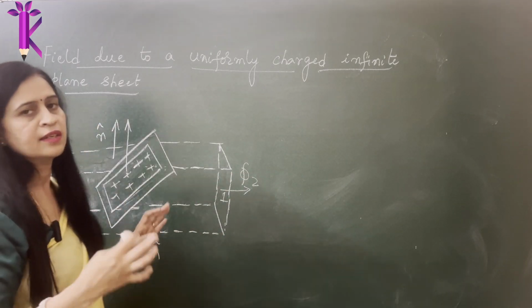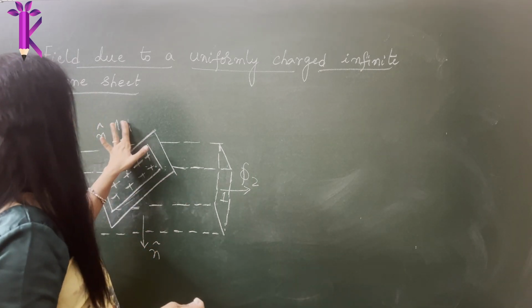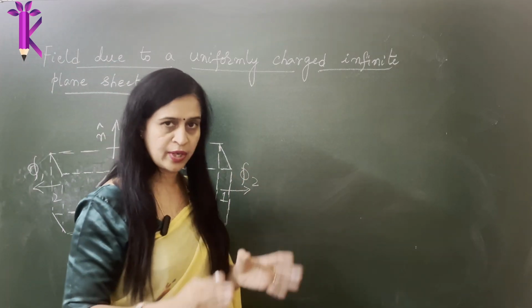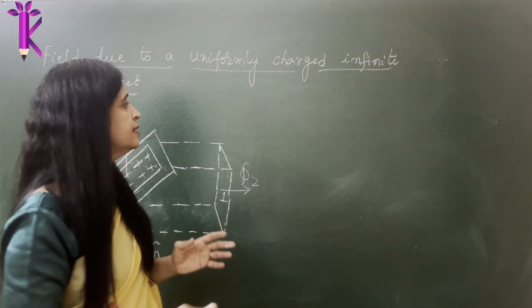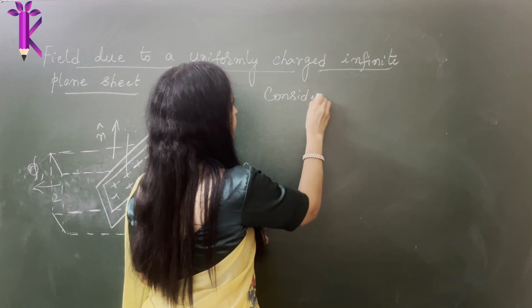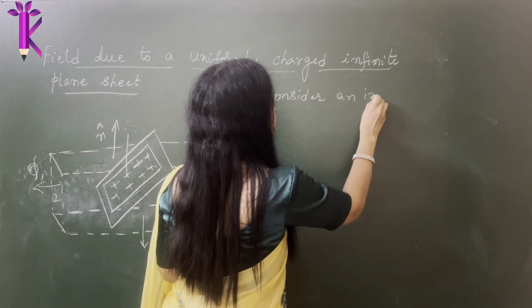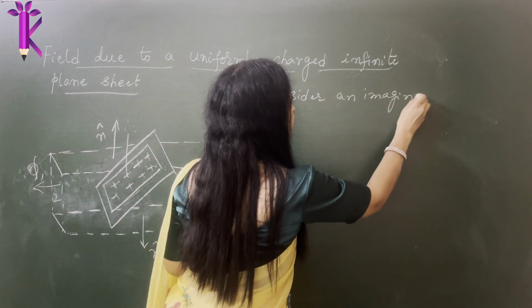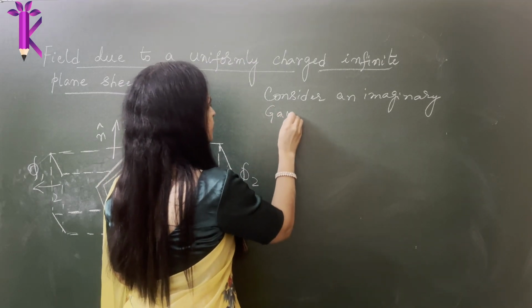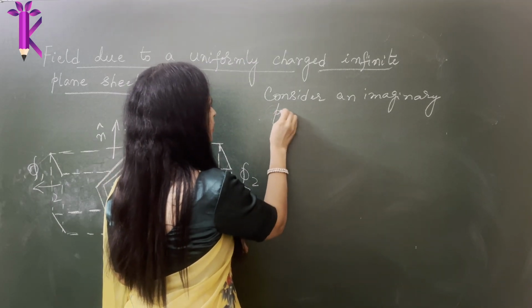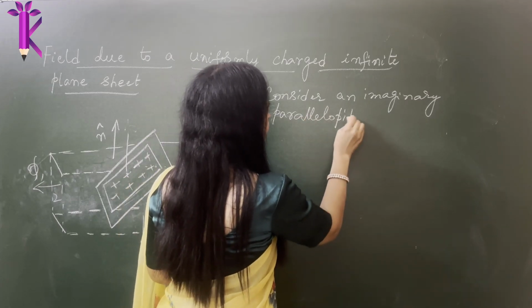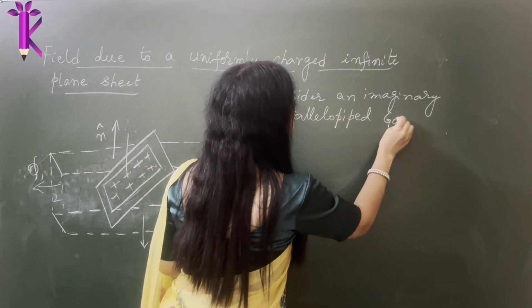So the flux due to this and flux due to faces 1 and 2, they do cancel, right? So first of all, how do you start the derivation? Okay, now first thing is, obviously, just like the earlier one, we will say: consider an imaginary Gaussian surface, let's call it parallelepiped Gaussian surface.